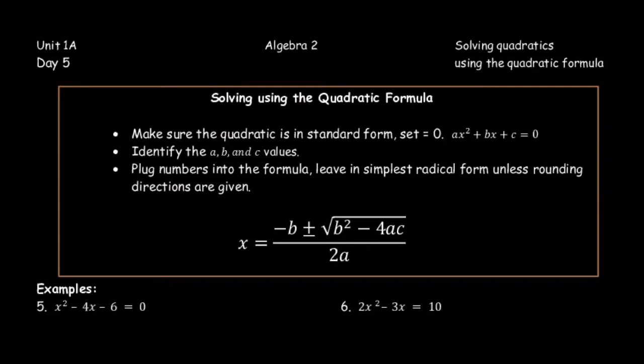So first thing we want to review, what is a standard quadratic? It looks like this. We're going to be talking about A, B, and C today. A, B, and C are simply the coefficients. A is the coefficient of the x squared term, B is the coefficient of the x term, and C is the constant at the end of the standard form. The quadratic formula is x equals negative b plus or minus square root b squared minus 4ac all over 2a.